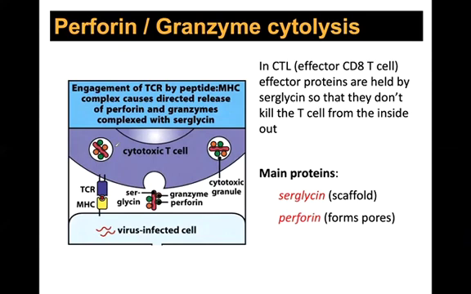Perforin forms a transporter. It was initially thought to be a pore forming subunit, like for example C9 in the complement pathway, but it doesn't. It forms a transporter. And then granzyme B initiates apoptosis in the target cell. So those are the three main proteins.